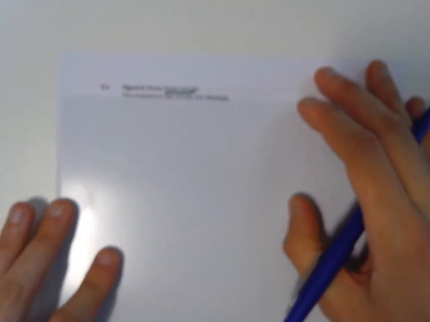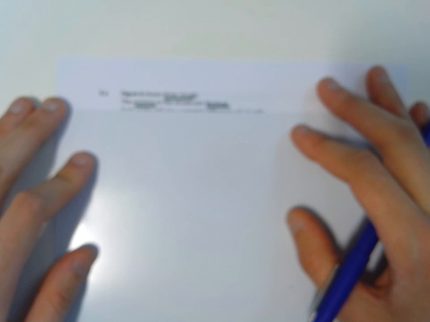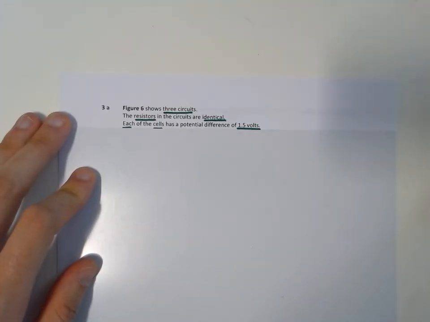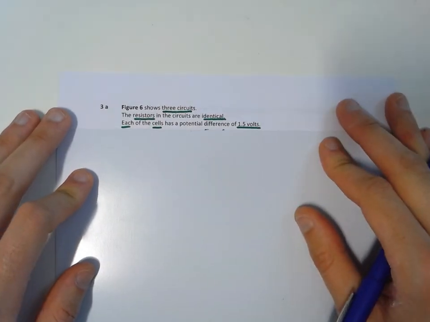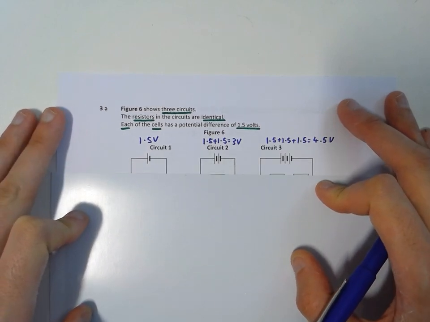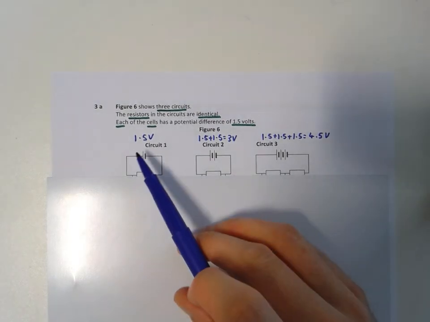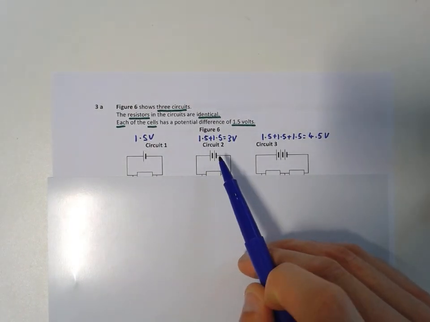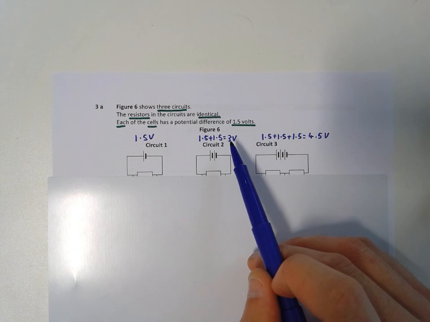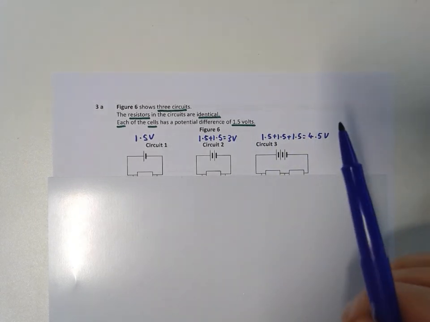Okay. Figure 6 shows 3 circuits. The resistors in the circuits are identical. Each of the cells has a potential difference of 1.5 volts. Okay, so here's our circuits. I've just started off by working out, therefore, the total potential difference of the power supply. So 1.5 volts, then you've got 2 cells, so 1.5 plus 1.5 is 3. 3 cells, 1.5 plus 1.5 plus 1.5, 4.5.